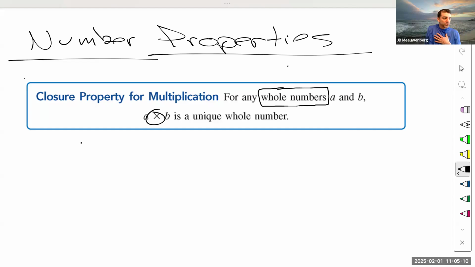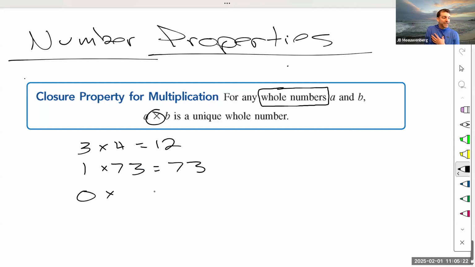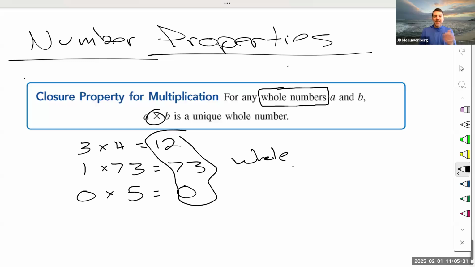Pick any two whole numbers. 3 times 4 is equal to 12. 1 times 73 is equal to 73. Even 0. 0 times 5 is equal to 0. The answer, the product, right? All of our products here are also whole numbers, right? That's what it means for you to have closure with that particular operation and that particular set of numbers.